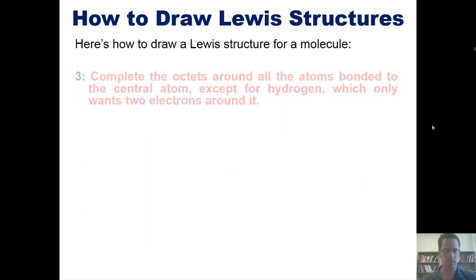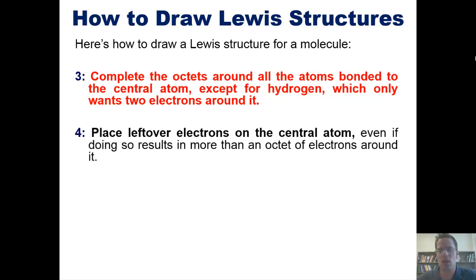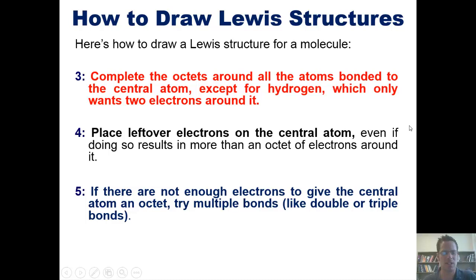Step 3, complete the octets around all the atoms bonded to the central atom, except for hydrogen, which only wants 2 electrons around it. That is, hydrogen only wants a 2-tet, like helium. Step 4, place leftover electrons on the central atom, even if doing so results in more than an octet of electrons around it. And step 5, if there are not enough electrons to give the central atom an octet, try multiple bonds, such as double or triple bonds.